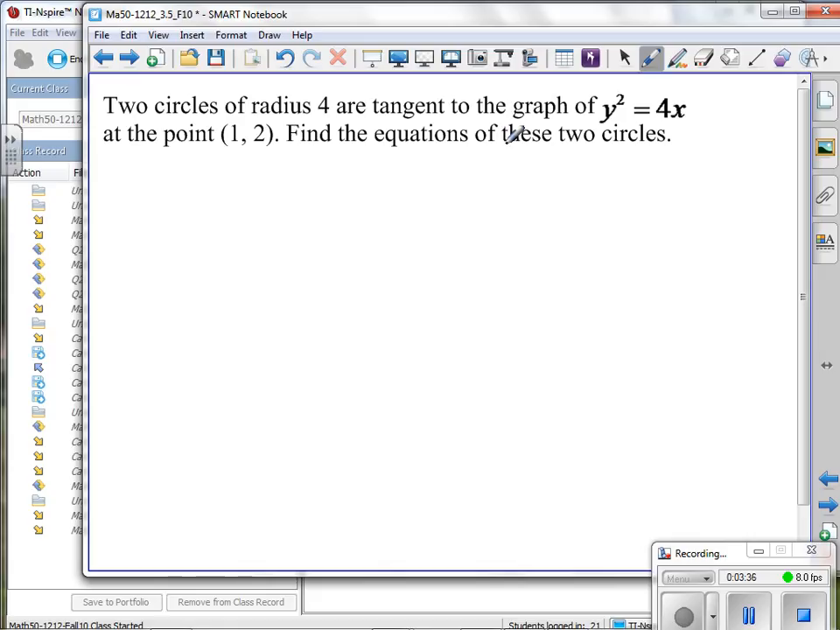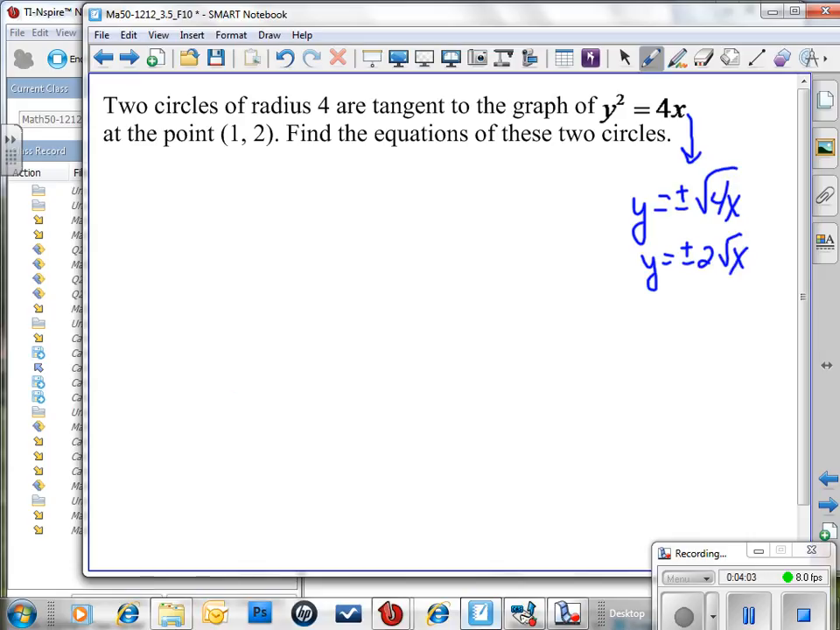Well, first of all, if I'm going to have something tangent to the graph of y squared equals 4x, I can't put that in the Inspire unless I do what? Yeah. So I'm going to have to put in actually two functions. y is plus or minus the square root of 4x, which means that we put in y equals plus or minus 2 square root x.